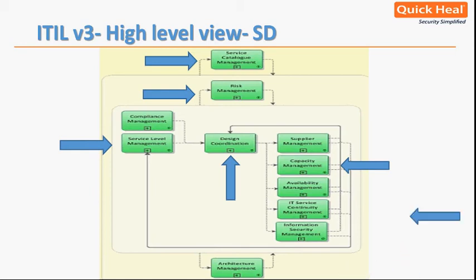Moving on, we have availability management. What it does is define, analyze, plan, measure, and improve all aspects of the availability of IT services. So if availability management is not in place, the uptime of a CI could not be calculated. Then comes the IT service continuity management.